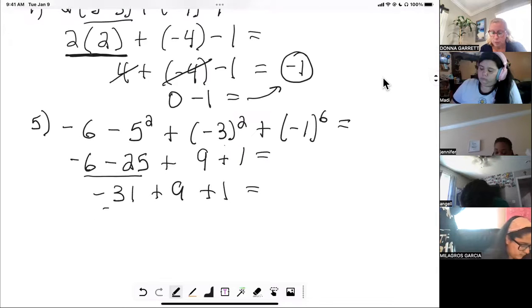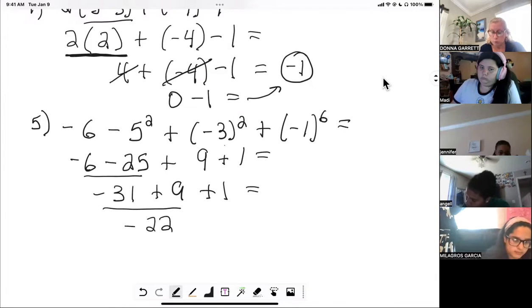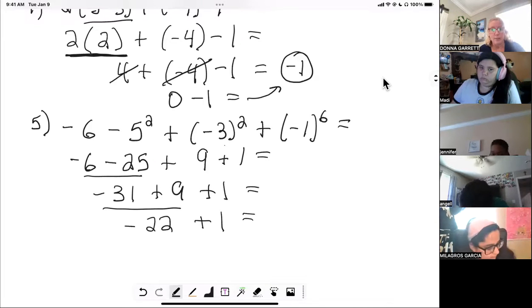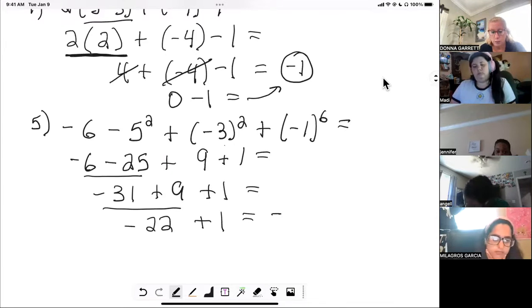Then we're going to do negative 31 plus 9. They're opposite signs, so I'm going to subtract them and keep the negative sign. That would be negative 22 plus 1. And then now we can put them together. Negative 22 plus 1, opposite sign, subtract them, keep the sign of the bigger number, negative 21.